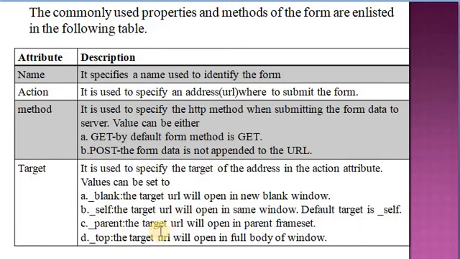And _parent: the target URL will open in a parent frameset. _top: the target URL will open in the full body of the window. These are the attributes: name, action, method, and target.